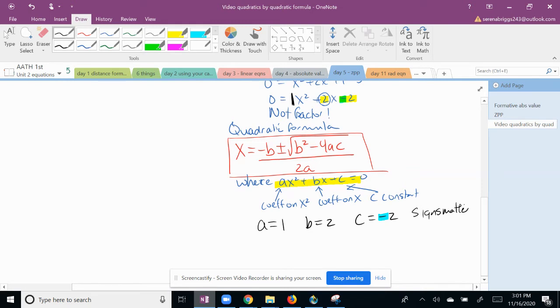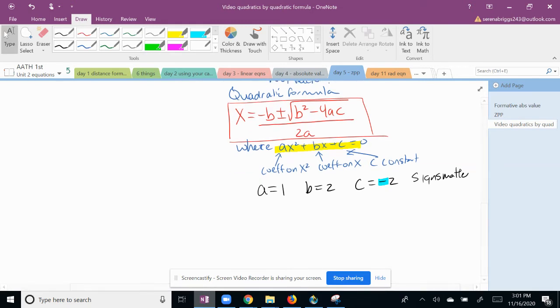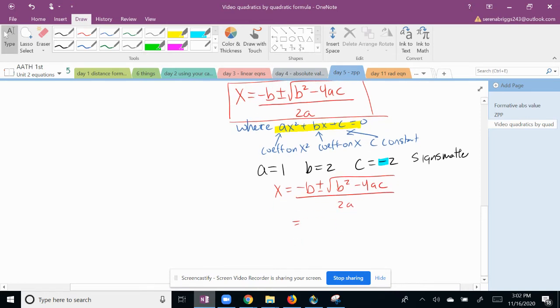Every time I use the quadratic formula, I write it. So I said I was going to sing it one time, I'm going to sing it again. X equals the opposite of b plus or minus the square root of b squared minus 4ac, all over 2a. If every time you use it, you write it, you'll remember it a lot better. So now I'm going to substitute in 1 for A, 2 for B, and negative 2 for C. Whenever I substitute anything in, I make sure that I substitute it with parentheses around it.